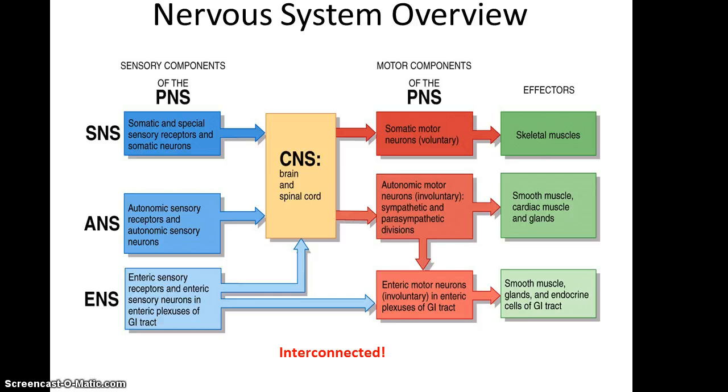So here's just another way to look at it. So you get the peripheral nervous system with its sensory components. That includes somatic, autonomic, and enteric sensory receptors and so forth. Then you have the central nervous system, where the signals of the senses are sent to. And then you have the motor components, the signals being sent from the central nervous system to then lead to responses such as skeletal muscle move and so forth.